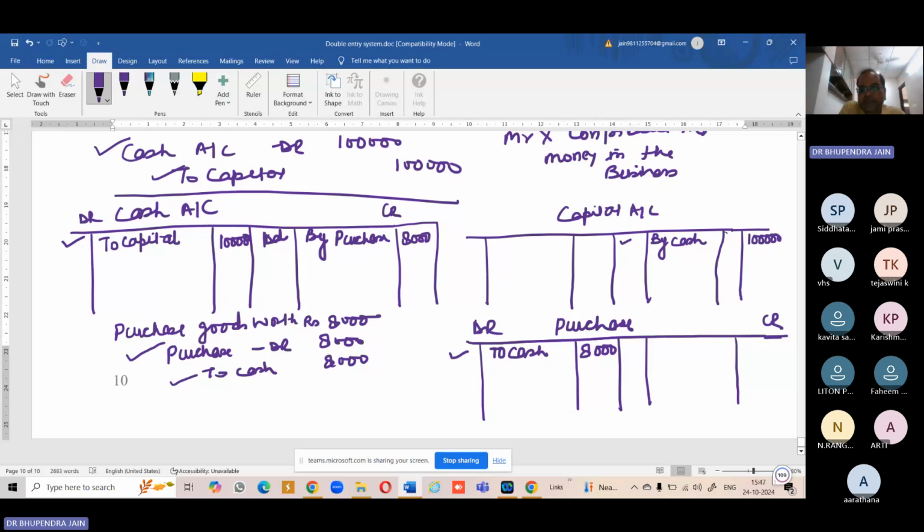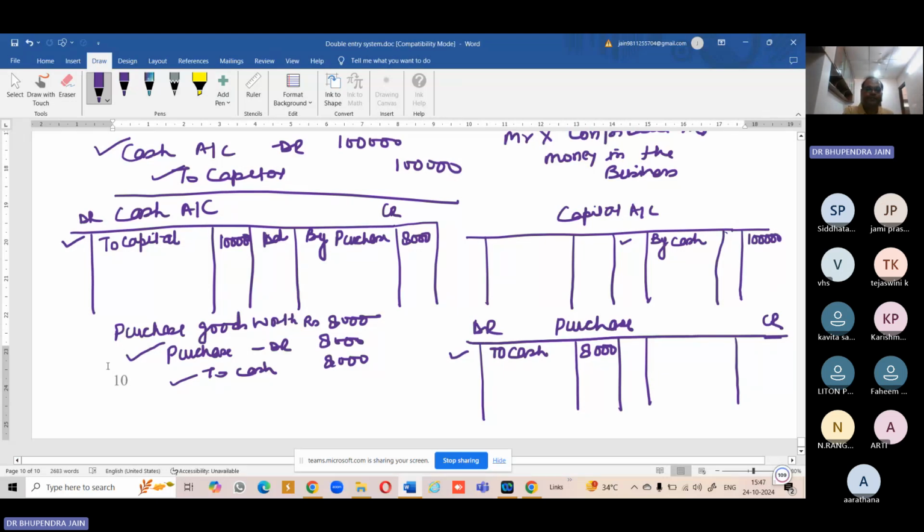After recording this transaction, you can now check how much the total balance of cash is. Opening balance of cash पहले कितना था आपके पास cash? 1 lakh. Out of 1 lakh, we have spent 8,000 for purchase of goods. That means the cash balance is rupees only 92,000.